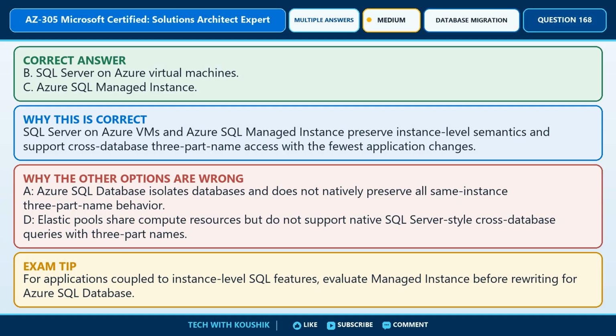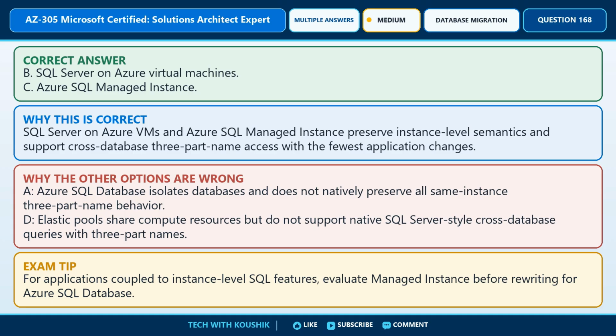Select Option B, SQL Server on Azure Virtual Machines, and Option C, Azure SQL Managed Instance. Here is the technical justification. SQL Server on Azure Virtual Machines and Azure SQL Managed Instance preserve instance-level semantics and support cross-database three-part name access with the fewest application changes.